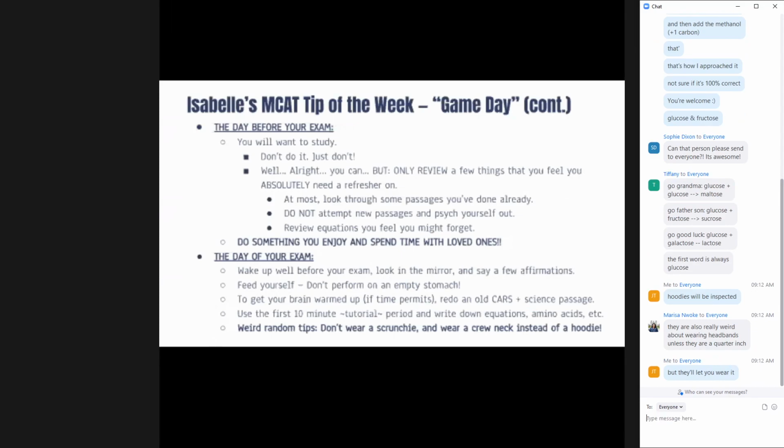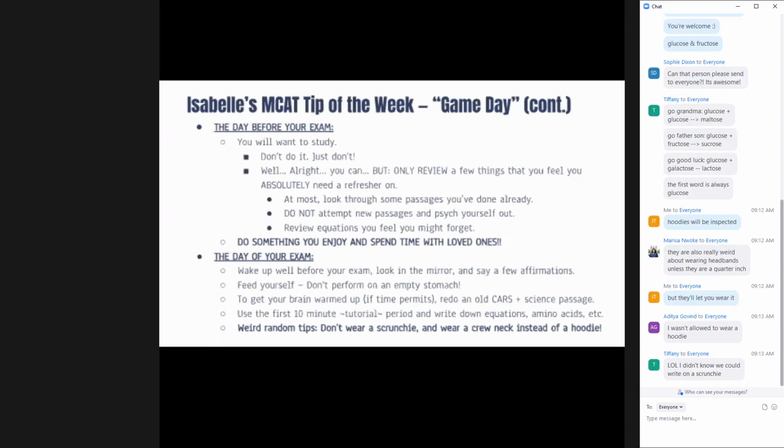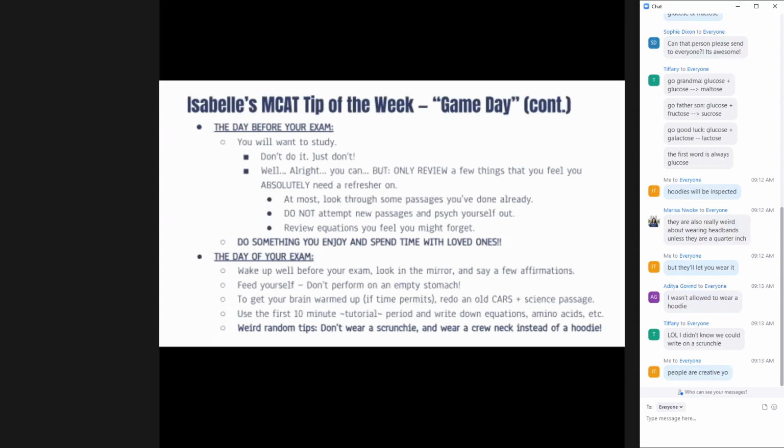Interesting. Okay, hoodies will be inspected, but they'll let you wear it. Yeah, you can have a regular hair tie. You just can't have a scrunchie because I guess they think that you'll write on it, which is kind of dumb. So it looks like it's dependent on the test center. Honestly, just to avoid putting yourself in more trouble than necessary, I would not personally wear a hoodie. If you have a crew neck, just wear a crew neck. I know it's really odd with the whole scrunchie situation, but one of my friends did have to throw away her scrunchie, and it's a really big and important exam, and I know people will take extreme measures to get the scores that they want. So I guess it makes sense. But those are my tips for the week.